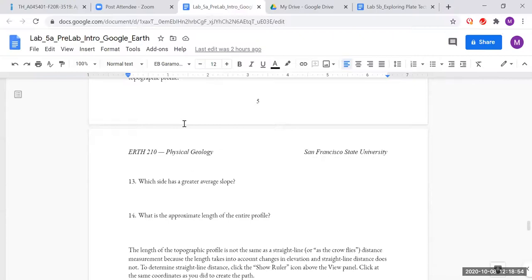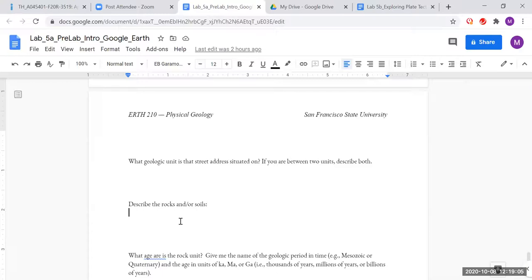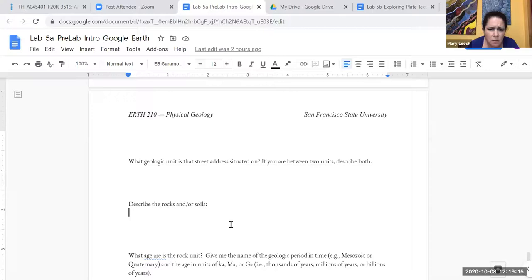For 5A, I just have a couple questions. When you say describe the rocks and soils, did you mean the rocks and soils of the volcano of Mount Hood? No, isn't this to the address, what geologic unit is that street address? So I asked you to put in a street address and to look at the geologic map in Google Earth. Did you find a street address for that?